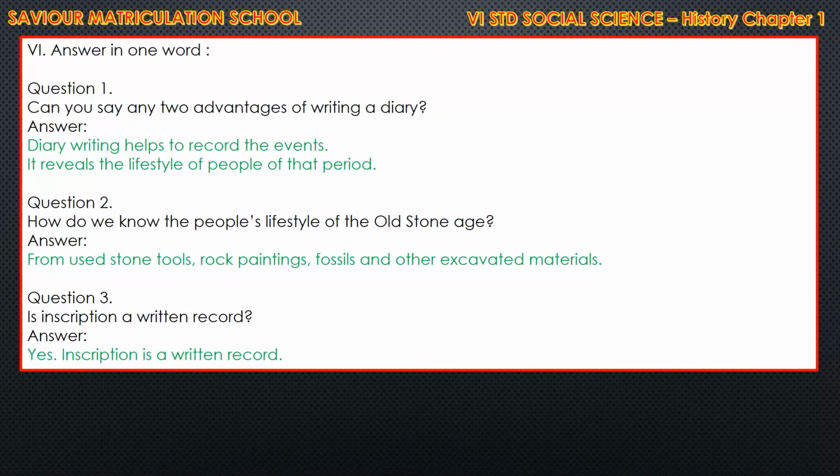Question number 2. How do we know the people's lifestyle of the Old Stone Age? Answer. From used stone tools, rock paintings, fossils, and other excavated materials. And now, question number 3. Is inscription a written record? Say, very good. Yes, the answer is yes. Inscription is a written record.